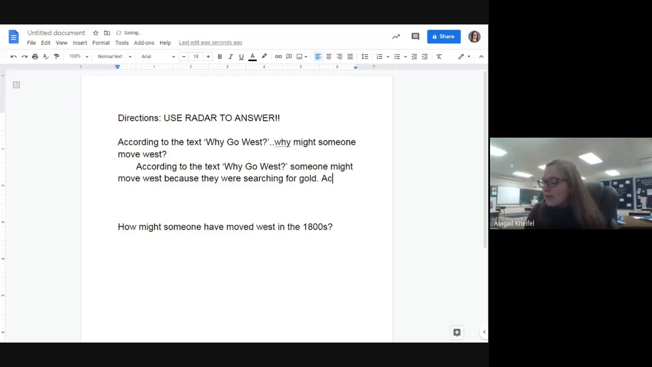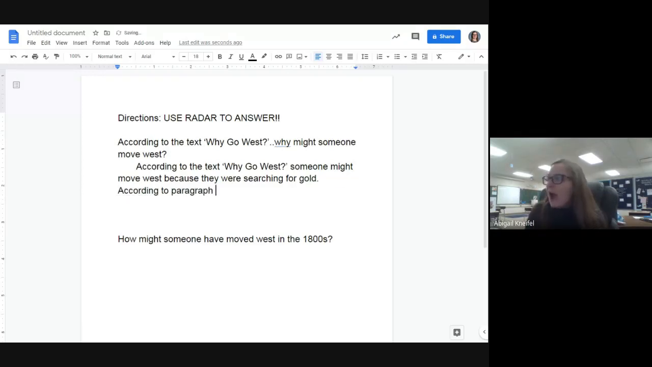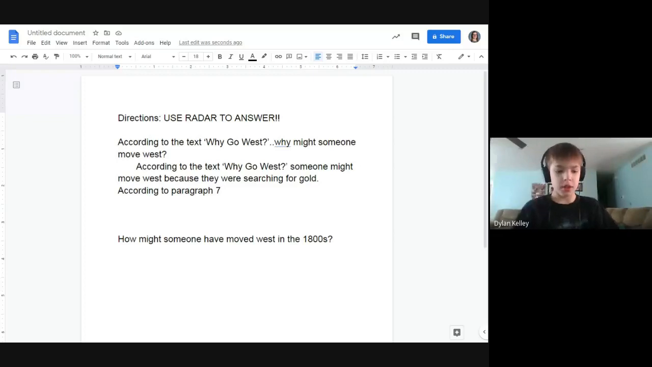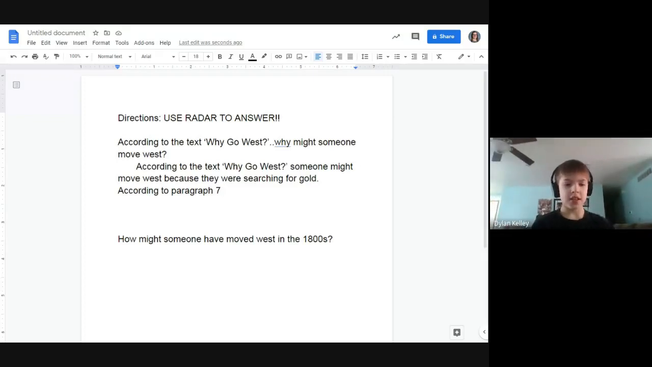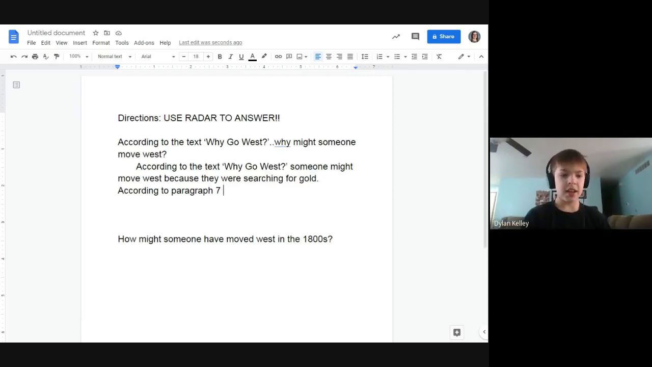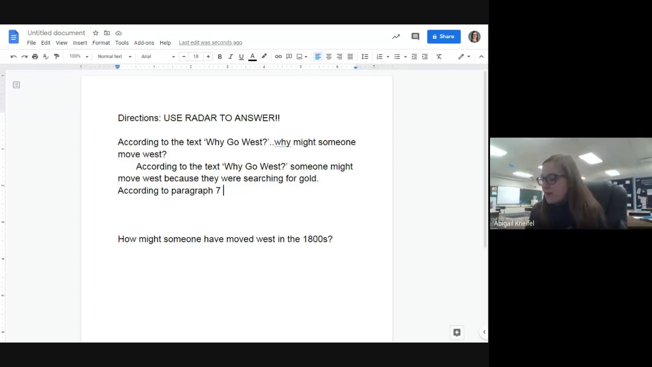searching for gold. And I'm going to say, according to paragraph 7, what can we add about paragraph 7 that has to do with gold to give us more details? This would be adding details and adding text evidence. Dylan, your hand was up. Okay, so according to the text, sentence 2, it said, in 1848, James W. Marshall discovered gold at Sutter's Mill in what is now Northern California.